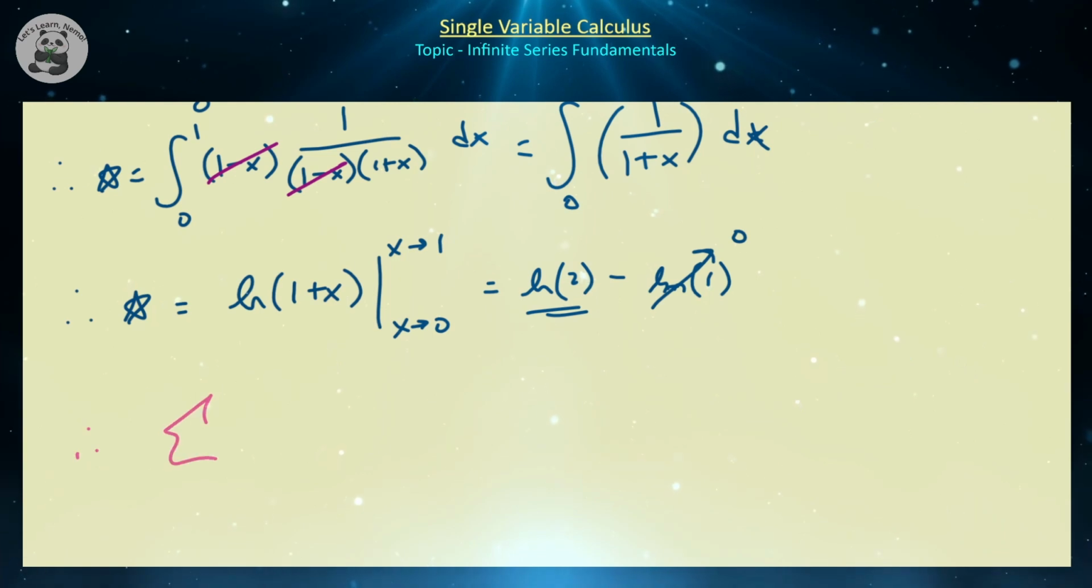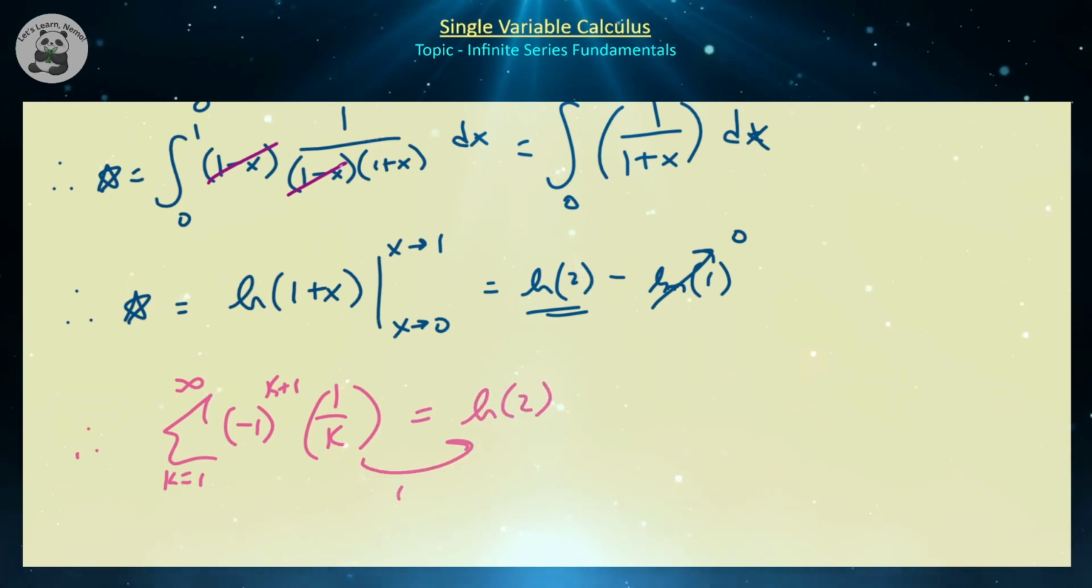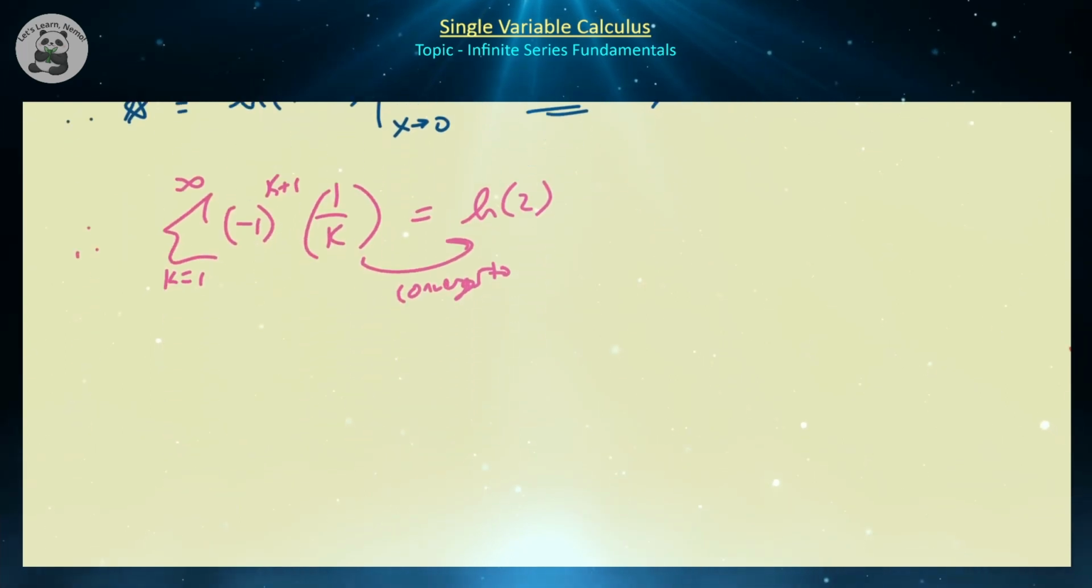So this series, the sum from k equals 1 to infinity of negative 1 to the k plus 1 of 1 over k, does converge, and in particular it converges to the natural log of 2. And the reason we know it converges to the natural log of 2 is because we transformed this into an integral that had a geometric series for which we've already stipulated the convergence.